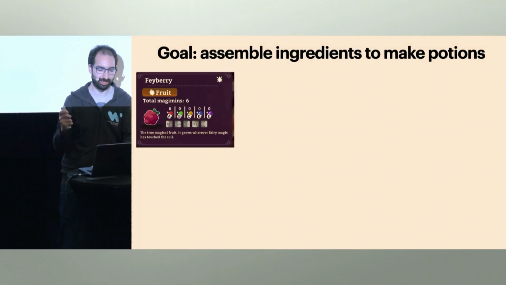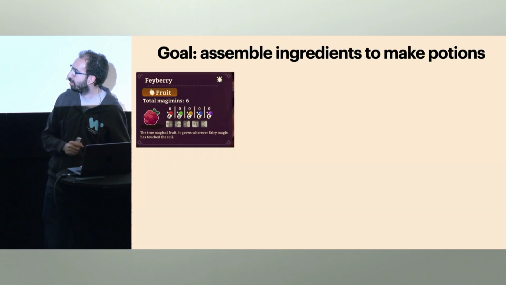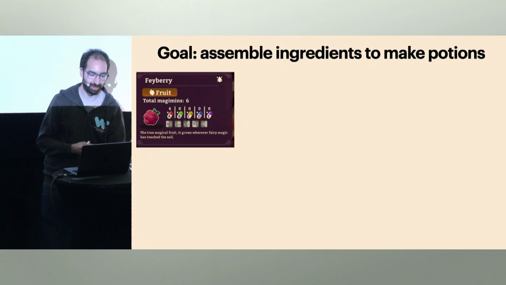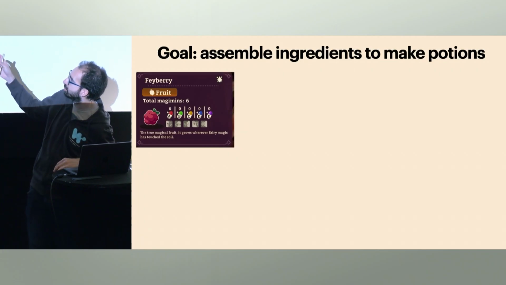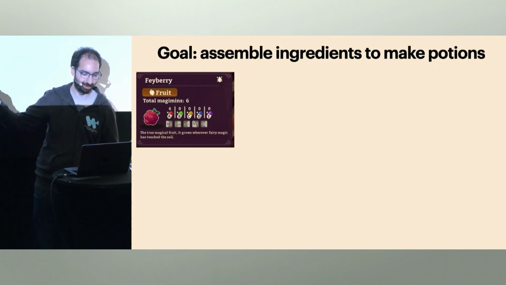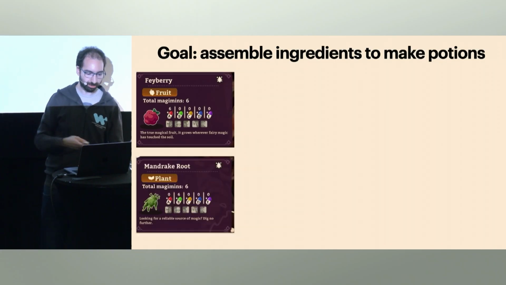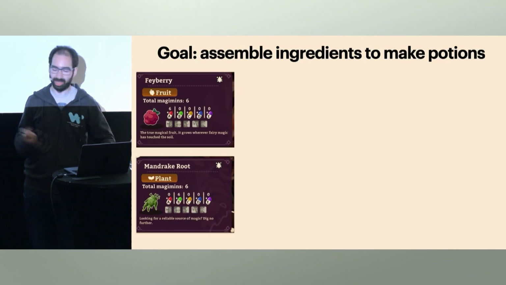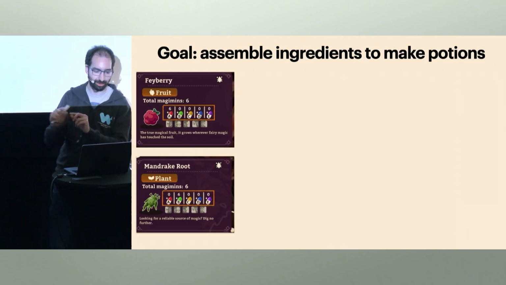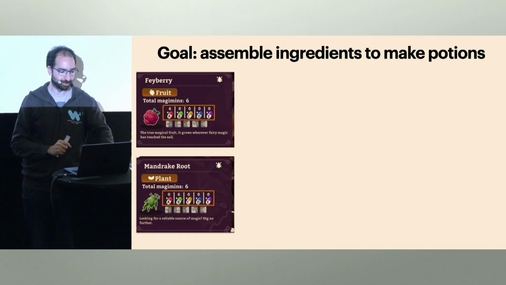So you have ingredients like this, and the ingredients have different elements. For example, you have this fayberry here. It has 6 different possible elements from A to E, and the fayberry has, for example, 6 of A and nothing else. And the mandrake root has 6 of B and nothing else. You're going to see these all over.